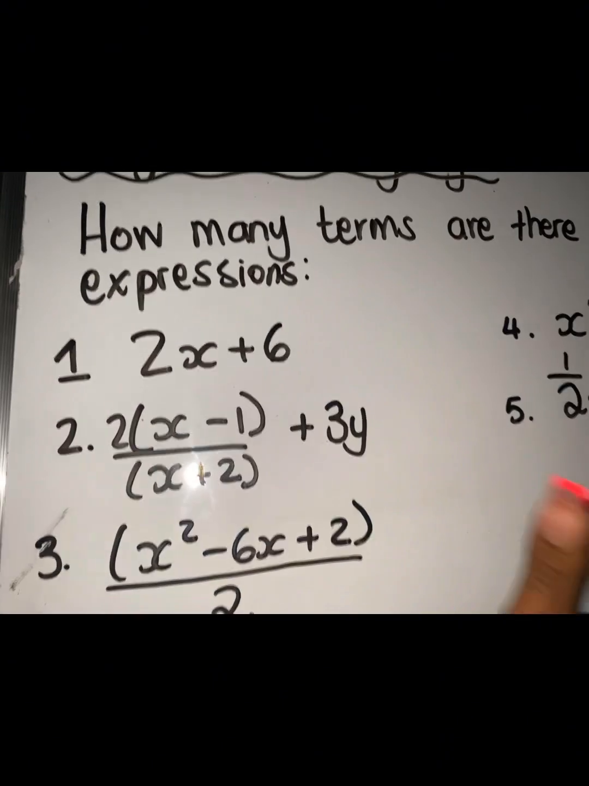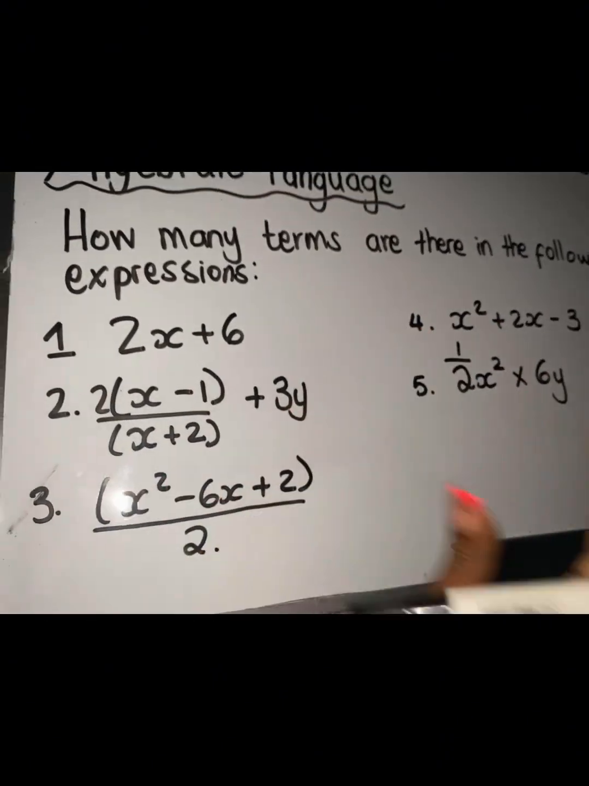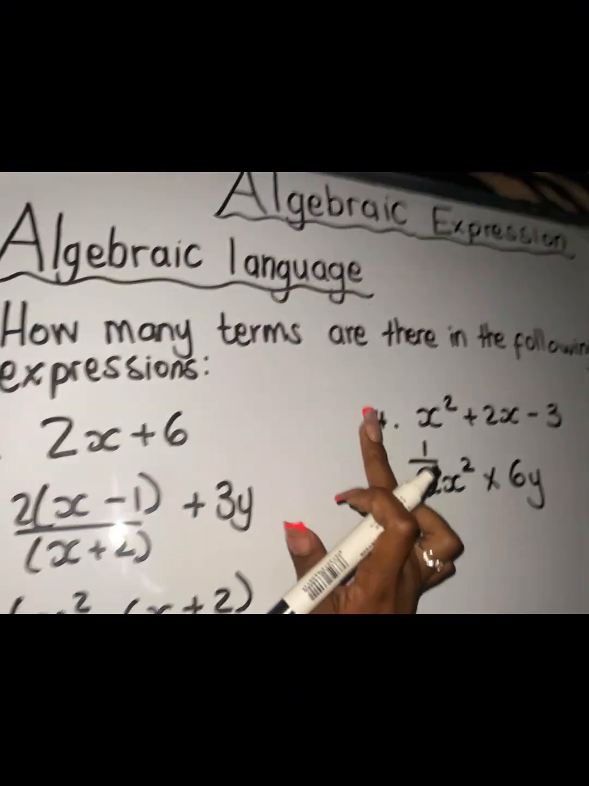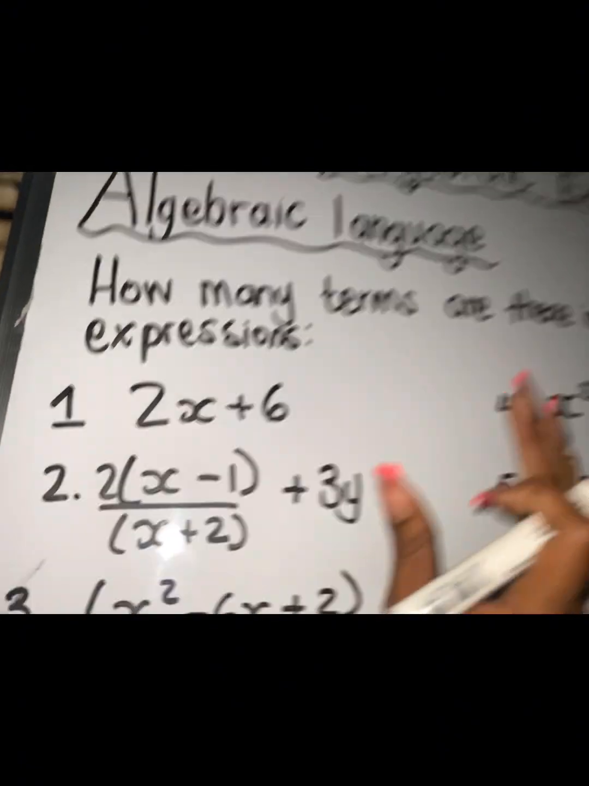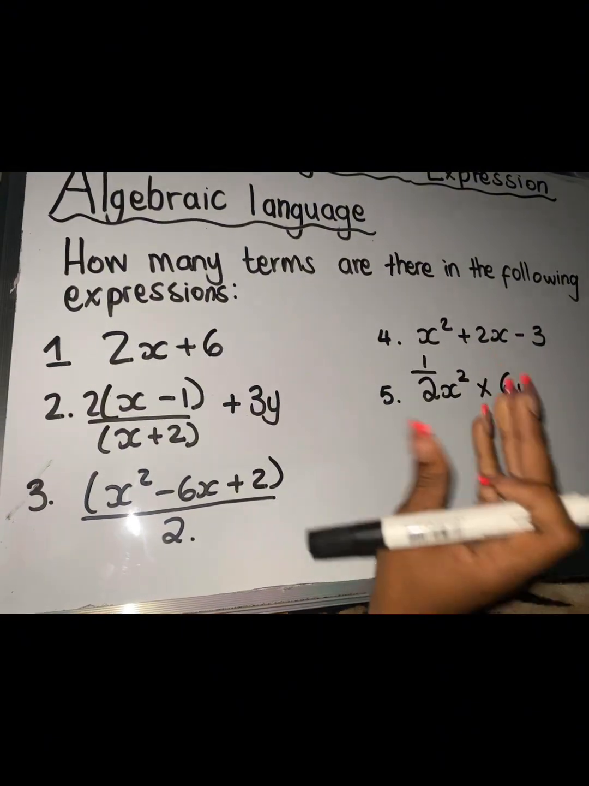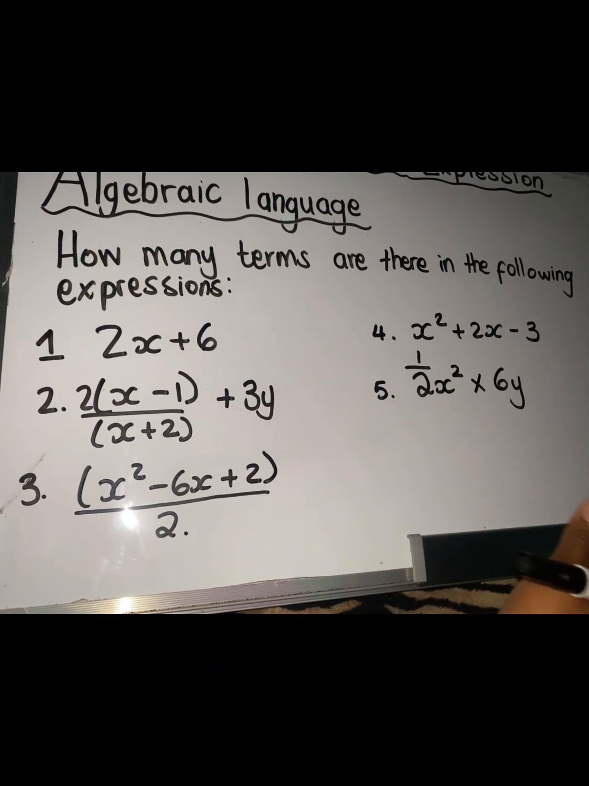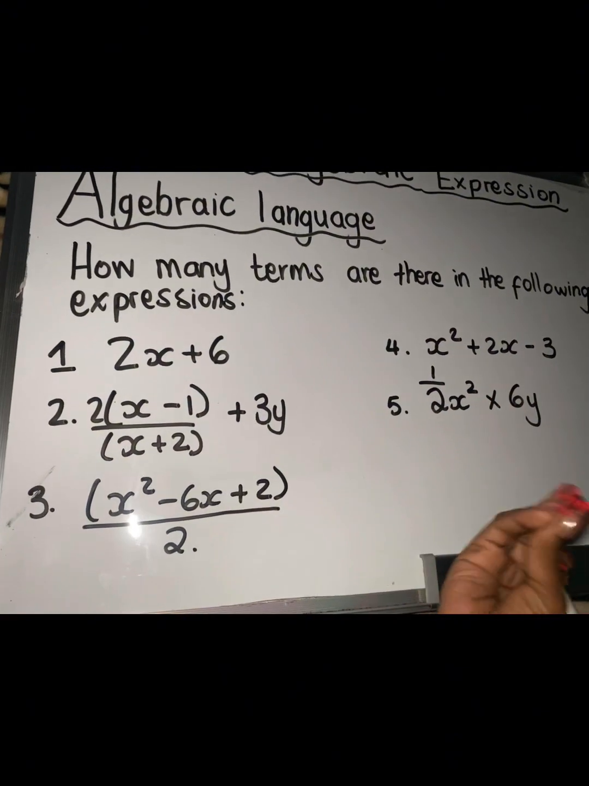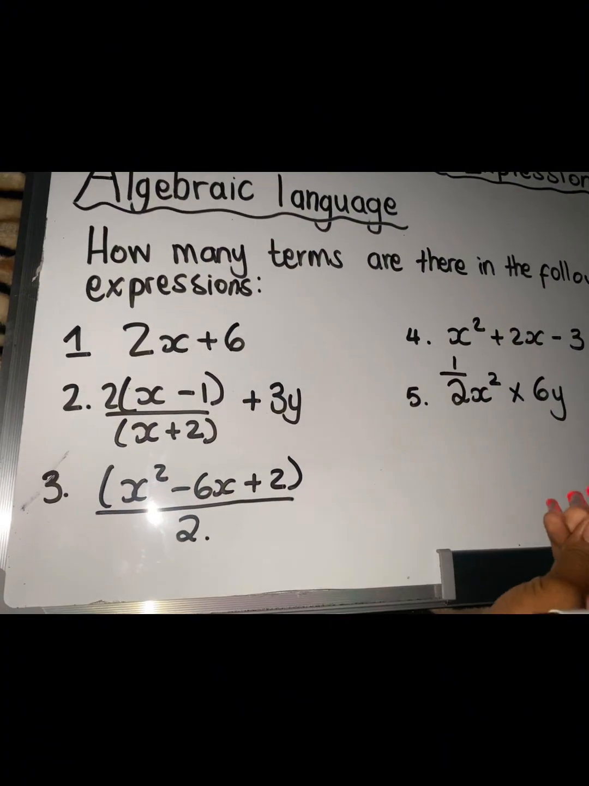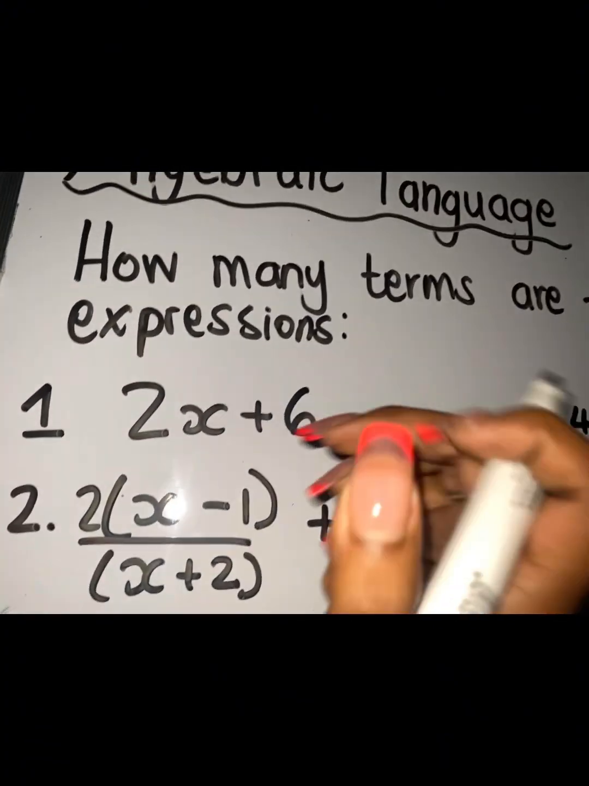Right, guys, let's take a look at these examples. So the question is, how many terms are there in the following expressions? So let's start with number 1. But before I start with that, I want you to quickly pause the video, do it by yourself, and then we'll mark after. But obviously I won't wait for you. I'll just do it, and then you'll pause the video, do it by yourself, and then check after. So let's look at number 1.